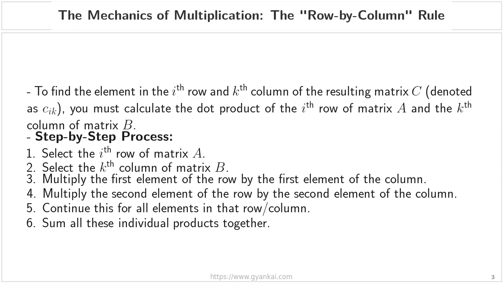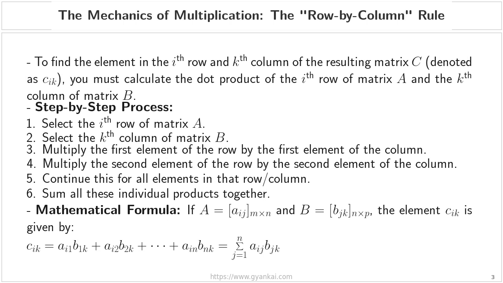To make this easier to visualize, let's break this down into a clear step-by-step process. First, select the ith row from matrix A. Second, select the kth column from matrix B. Third, multiply the first element of that row by the first element of that column. Fourth, multiply the second element of the row by the second element of the column. You continue this pairing process for all remaining elements in that specific row and column. Finally, you sum all these individual products together. This final sum is the value that goes into the ith row and kth column of your result matrix.